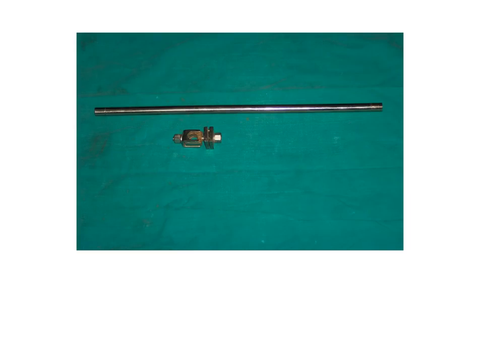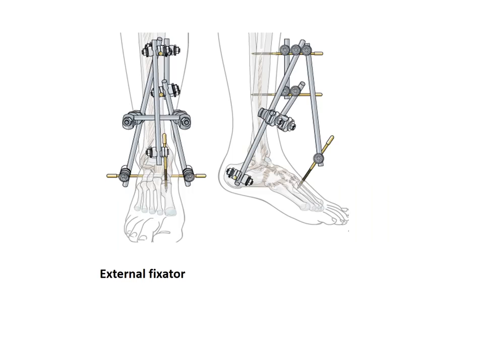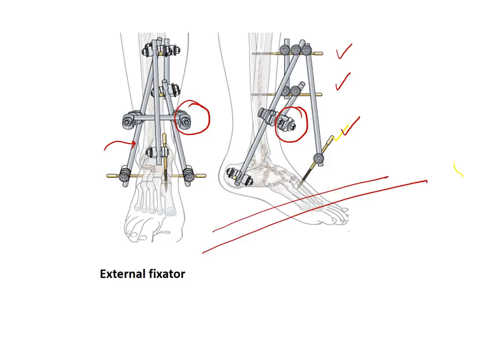Then we have got the connecting rods and the clamps to make an external fixator assembly. To make an external fixator assembly, these are the Schanz screws which have been put in the bones. These are the universal clamps which are there, and these are the connecting rods. And since the fixator is outside the skin, it is appropriately labeled as the external fixator.